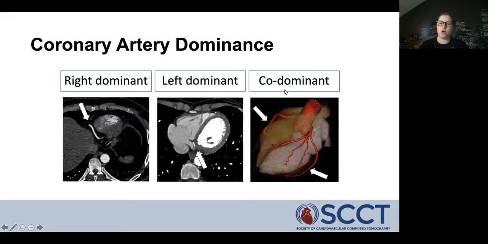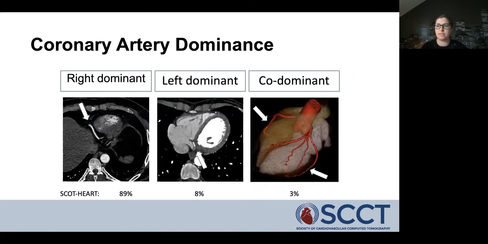So the commonest coronary variation is to do with coronary artery dominance. Right dominant coronary circulation, where the right coronary artery feeds the vast majority of the bottom of the heart, is the most common. Left dominant circulation is when the vessels come from the circumflex, very rarely the LAD, and co-dominant is when they come from both. So in the Scott Heart study, 89% were right dominant, just under 10% were left dominant, and very few were co-dominant.